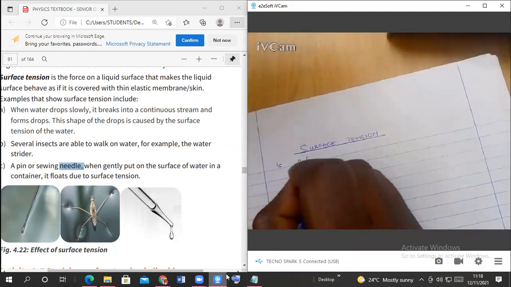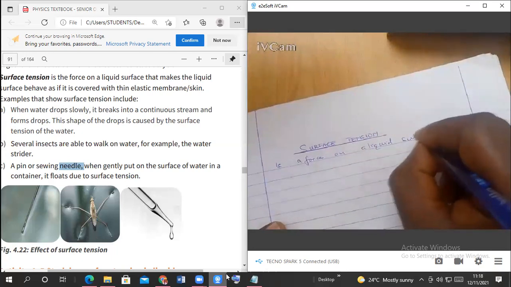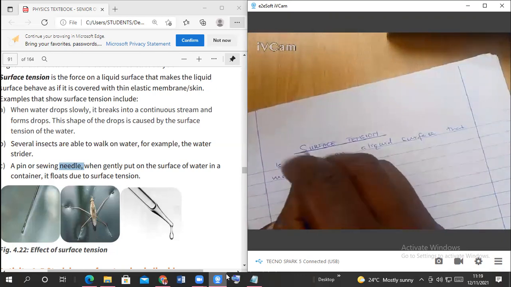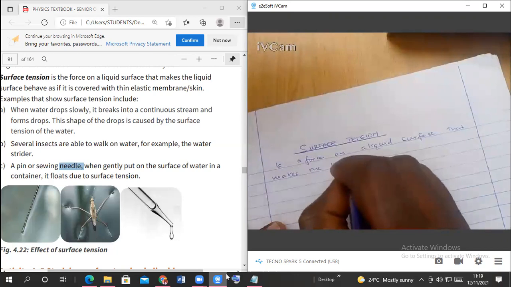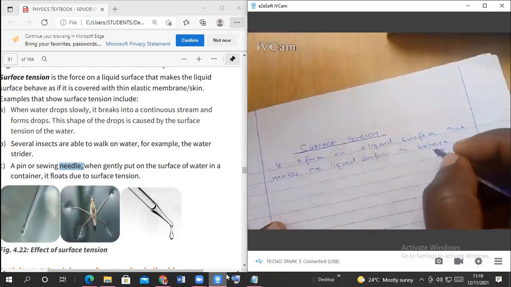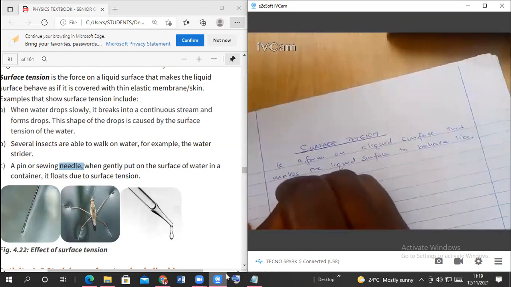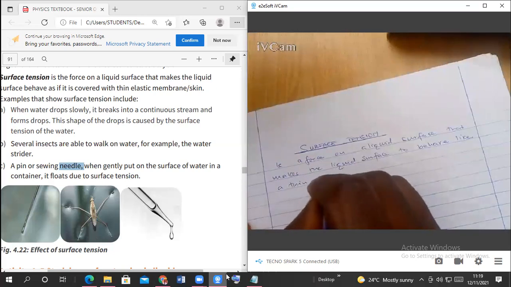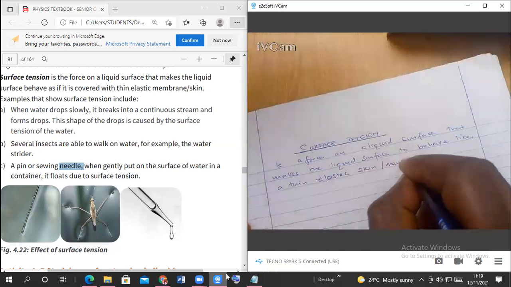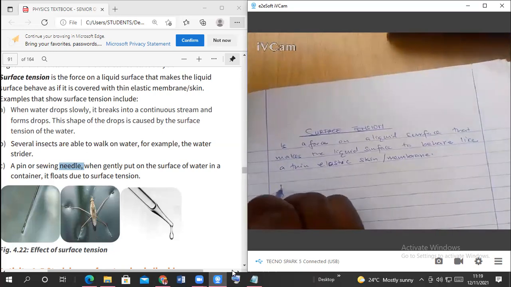There is a force on a liquid surface that makes the liquid surface behave like a thin elastic skin, or you can say membrane. That's surface tension.